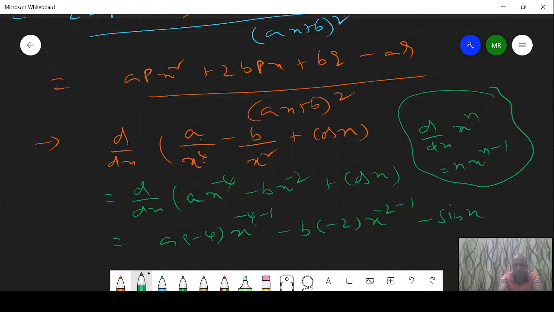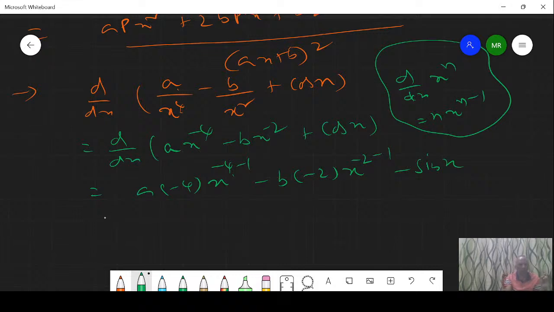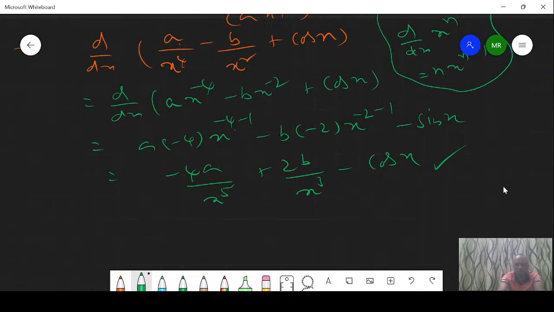So this will become minus 4a by x power 5, plus 2b by x cube, minus sin x. So that will be your answer. It takes one more session to complete our entire miscellaneous exercise. This is a simple problem, one more problem, and with that I will stop today. It takes another 1 or 2 minutes.